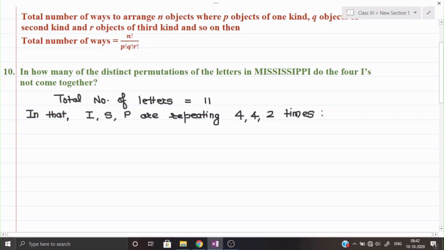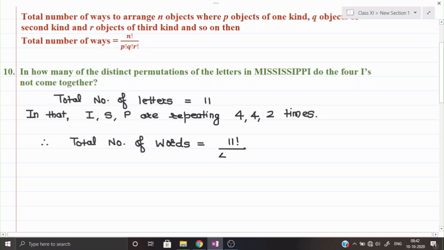Now we shall find the total number of words. Therefore, the total number of words is equal to, using this formula, factorial n upon factorial p into factorial q into factorial r. What is n here? That is 11, so factorial 11 upon factorial p, meaning the number of repetitions of any one letter, which we can say is 4.